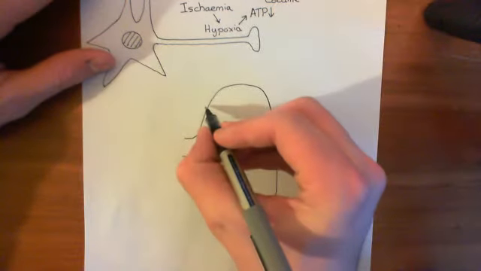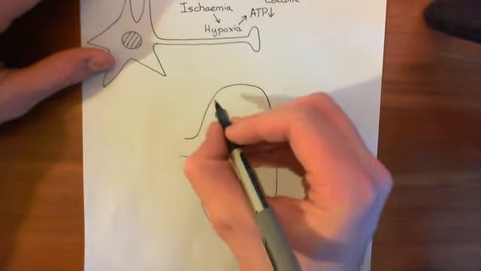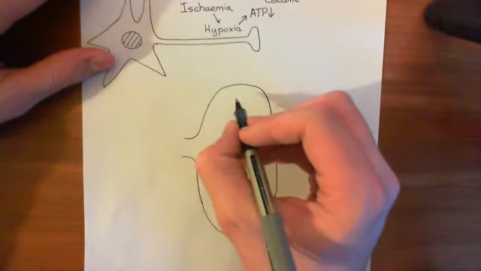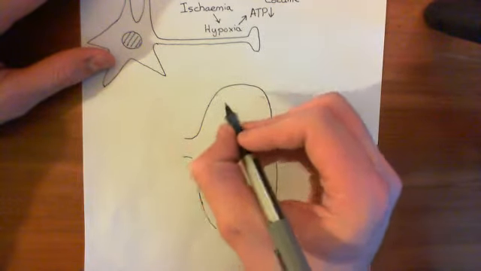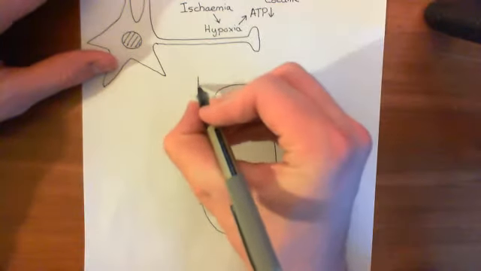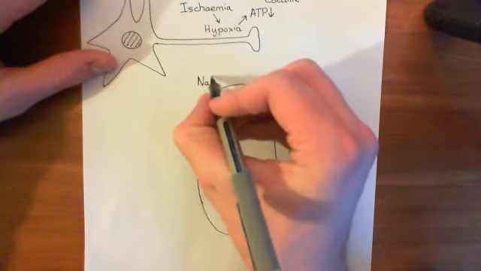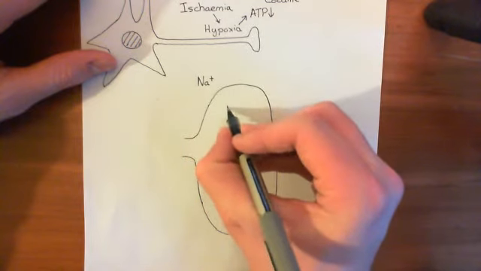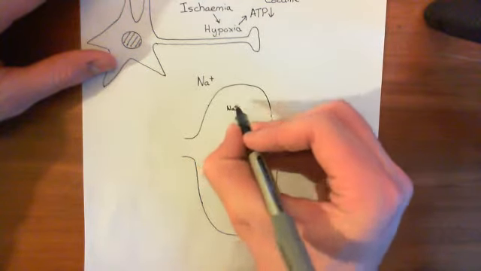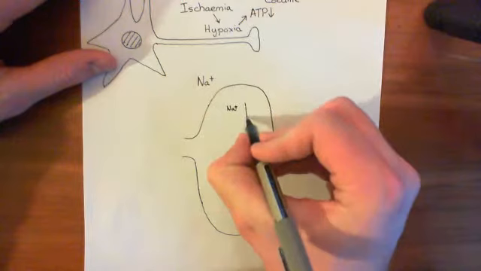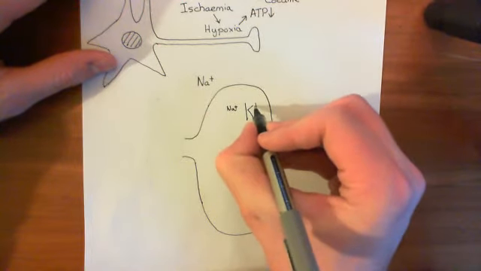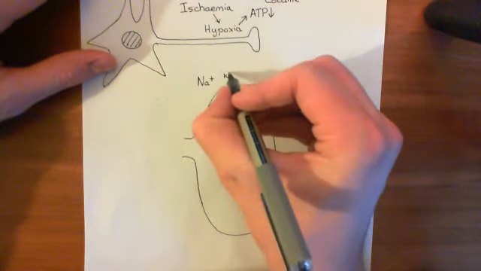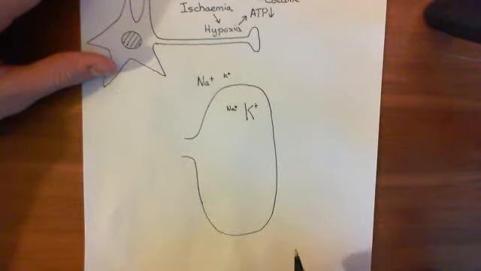Okay, so let's just revise how resting membrane potential is maintained across a cell membrane. So overall, you have a high sodium concentration extracellularly, you have a low sodium concentration intracellularly, you have a high potassium concentration intracellularly, and you have a low potassium concentration extracellularly.